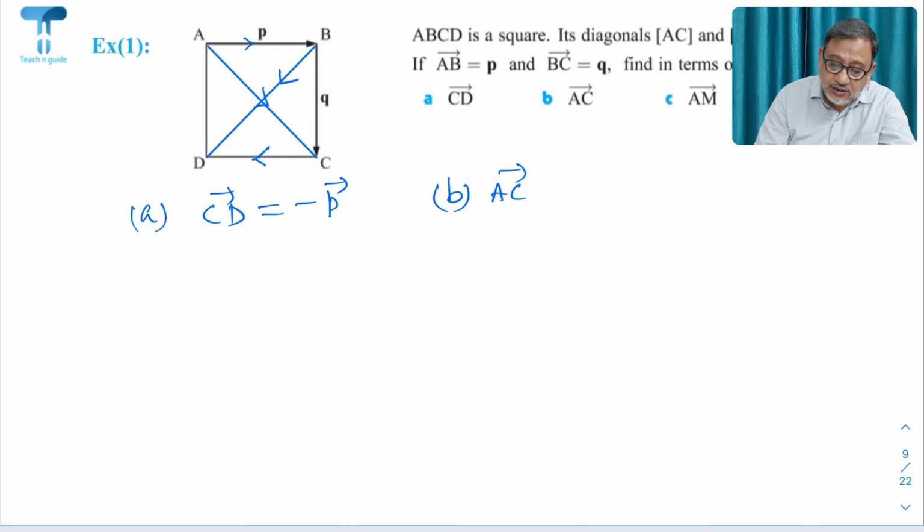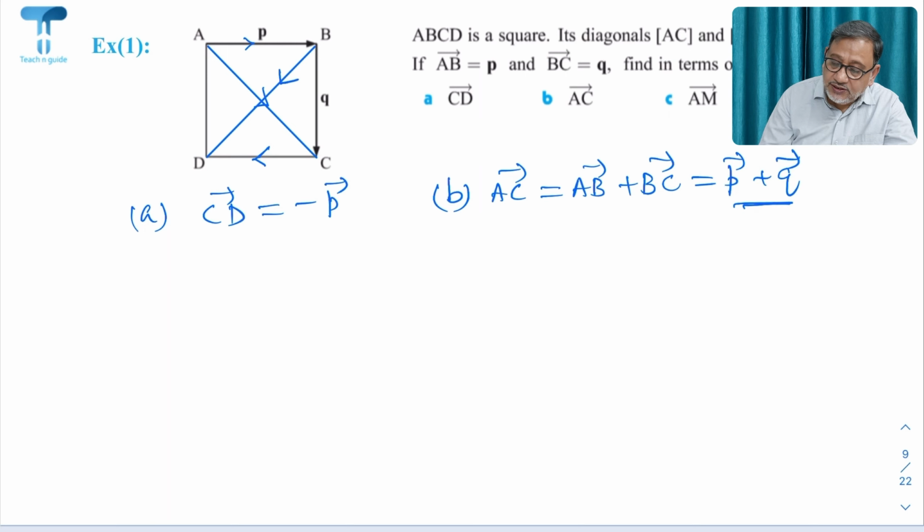Now B part says find vector AC. So look at AC. AC is this diagonal vector. Just now we have seen that by triangle law we can add two vectors and get the third side of the triangle. So it is nothing but vector P plus vector Q, isn't it? AB plus BC is equal to AC. So let me write here first. AC is equal to AB plus BC. And AB plus BC will give me vector P plus vector Q.